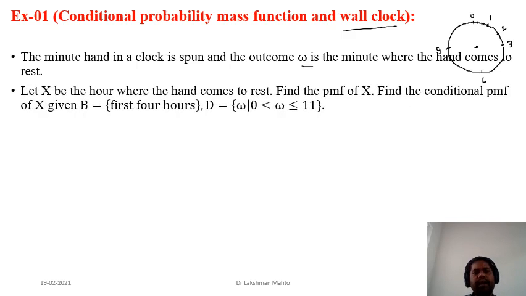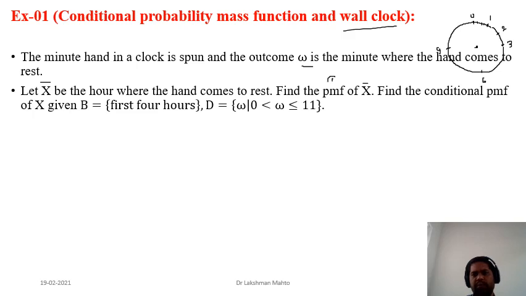Okay, now here we introduce X, a random variable that is talking about the hour where our hand comes to rest. So if suppose our hand rests at this point 1, that means it measures 1 hour. Then we have to find the PMF of X, the probability mass function of X. This one is the first question.